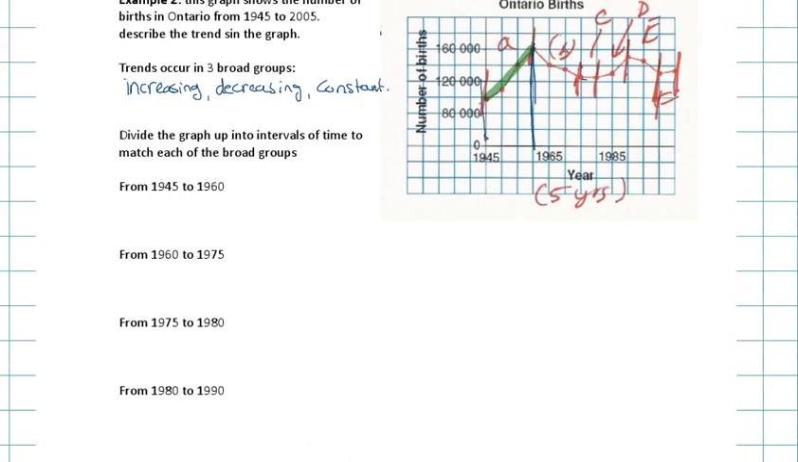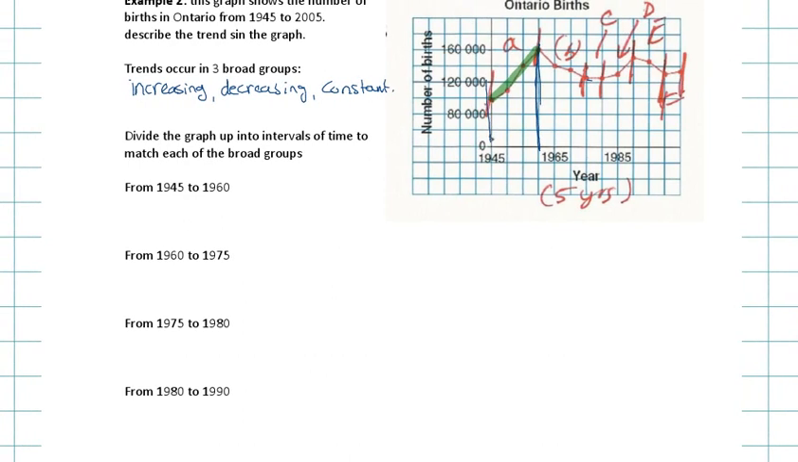What's happening between 1945 and 1960? Describe that increase for me. Fast, slow, fast? It's a rapid increase, right? 1945, baby boomers. This is where we have a lot of babies. These are all the babies that are turning 70 now. They're in their 70s.